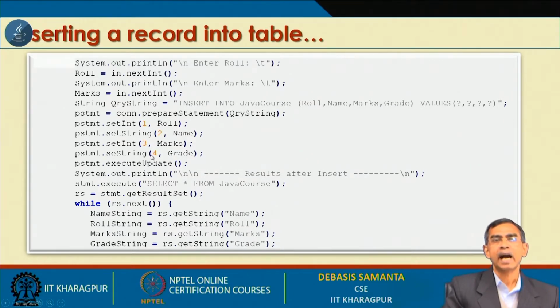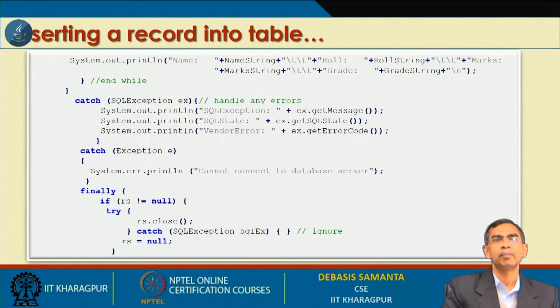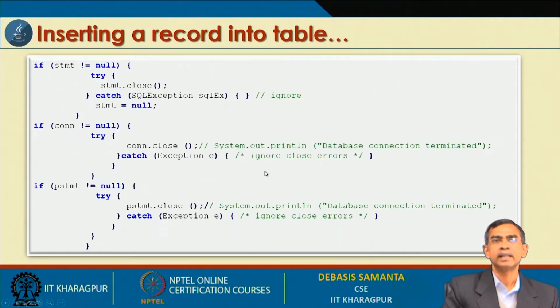And then finally, after this insertion is done, we can display the result. So, results after the insertion, again we can execute select star from Java course, the result set can be obtained again, and then this result set can be scanned one by one for each field, name, roll, marks and grade, one by one. So, it will basically display all the records, including the new record that we have added into the system, and finally, the try catch block is as it is there.